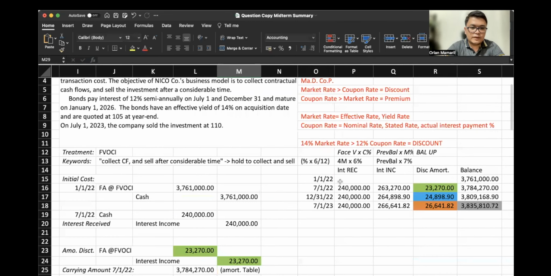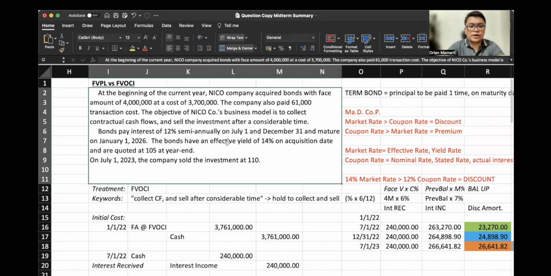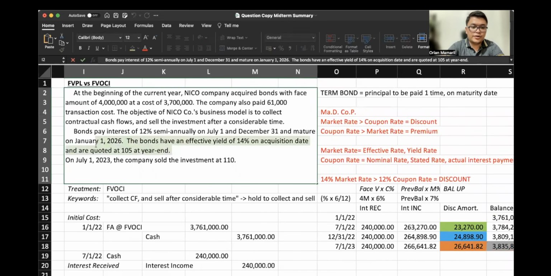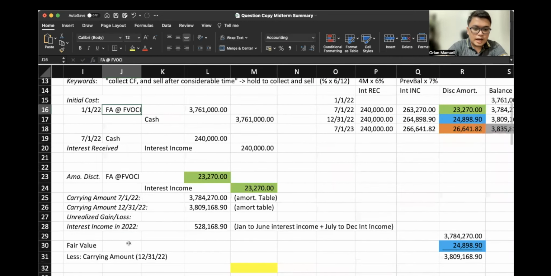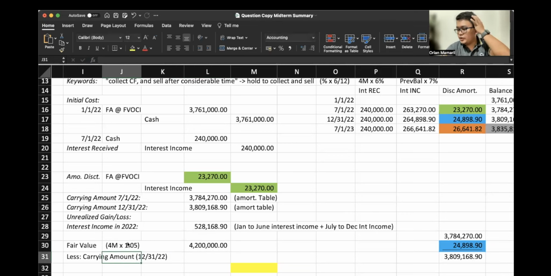So at the end of 2022, just like in our previous problem, right? Our bonds are quoted at 105. Since this is FVOCI, ultimately, the value of our investment is based on fair value. So, our fair value would be 4 million. The quoted price at year end is 105. So, 4 million multiplied by 105% is 4,200,000. Okay.